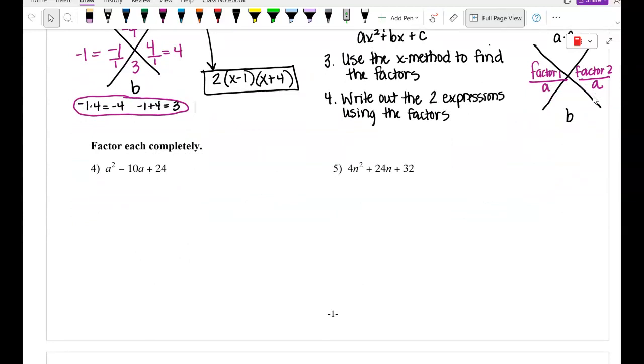So I'm going to do 4 and 5 with you. We'll do a couple more together just to make sure we're back in the habit of doing these, and then I'll give you some time to work on the others on your own.